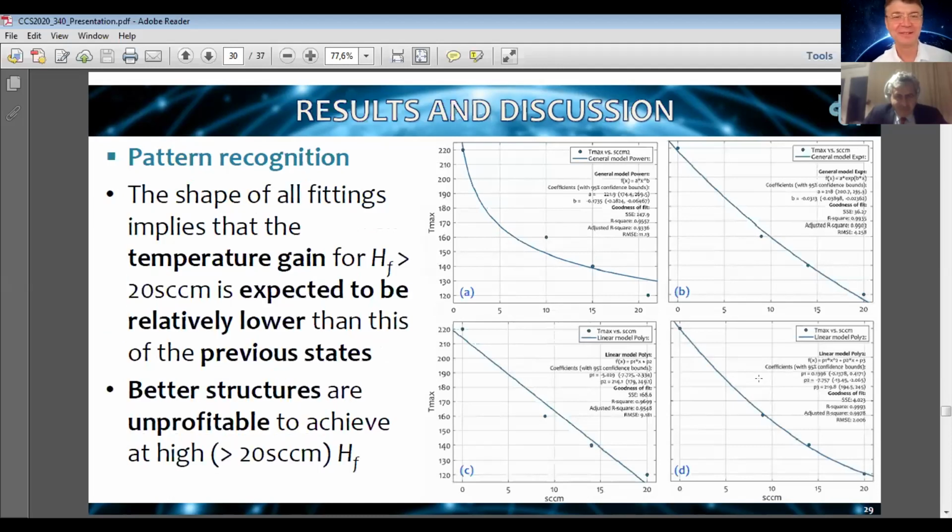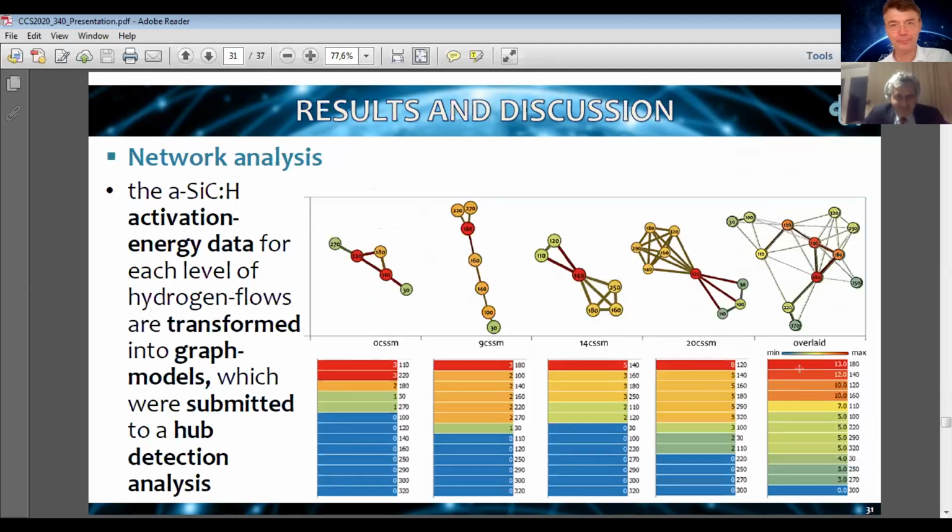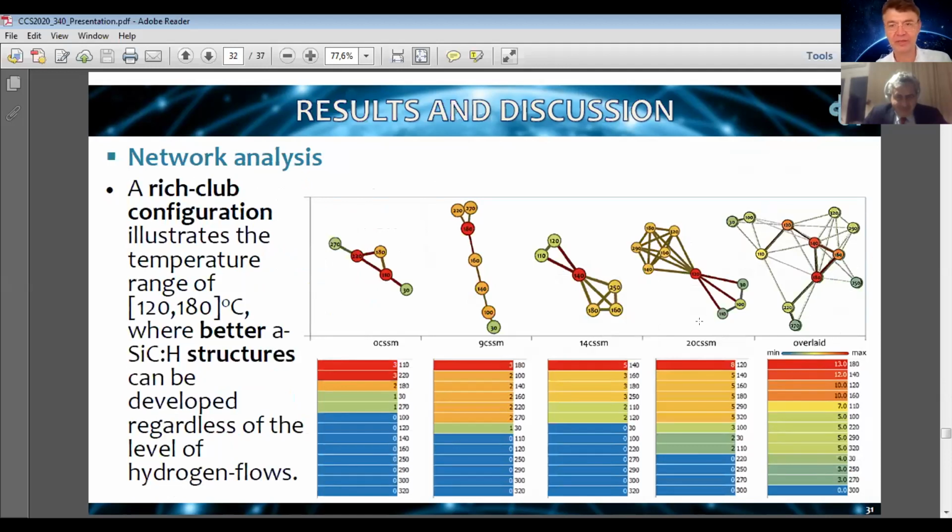We applied another curve fitting approach, but this time on maximum temperature levels and hydrogen levels. The network analysis allowed us to apply a multi-layer approach that let us find that there was a rich club configuration in the temperature range from 120 up to 180 degrees centigrade, and distinct DC activation energy sets that correspond to different structural behaviors of our thin film alloys.